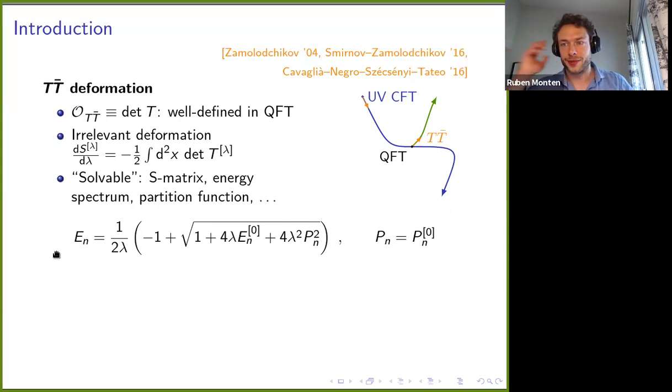This is a formula that you've definitely seen if you saw any talk about the TT bar deformation before. It presents the energy levels in the deformed theory as a function of lambda, the deformation parameter, and the undeformed energy and momentum. So this is on a finite space. In fact, the momentum is undeformed, and in particular, it's also quantized because of the finite volume. So this equation is valid in general quantum field theories.